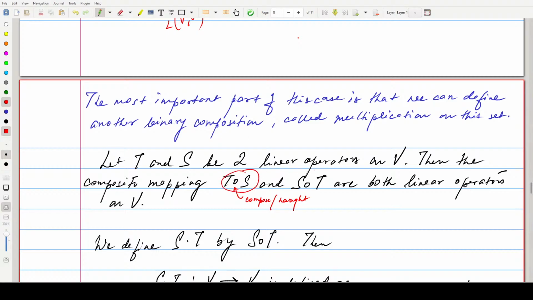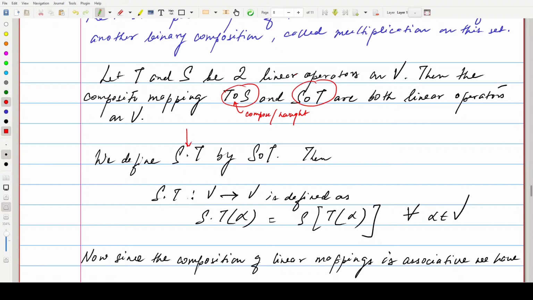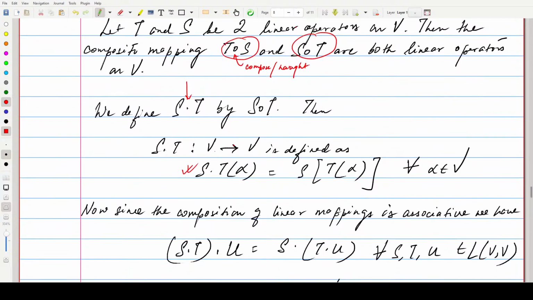Note that these two are well defined, right? And we define it by some sort of multiplication, and since we know that multiplication is a composition from one set to another, we can define it like so. We define S dot T by S compose T, then S dot T is from V to V, and the closure is like this, okay?